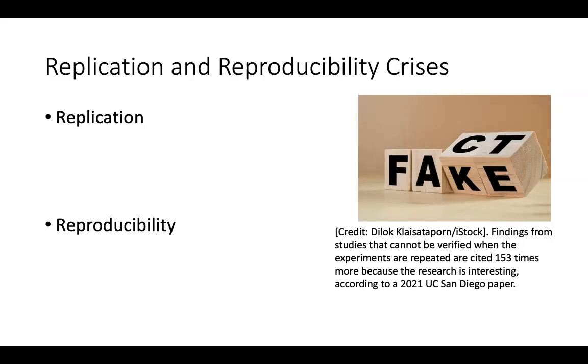So this has raised a lot of questions about the quality of data that we're using, and has really driven people to be paying attention to data that are already out there and looking at them in a new way. As you see in the caption for this graphic that shows how close fact and fake might actually be, findings that cannot be verified when the experiments are repeated are cited 153 times more because the research is interesting, according to a 2021 UC San Diego paper.